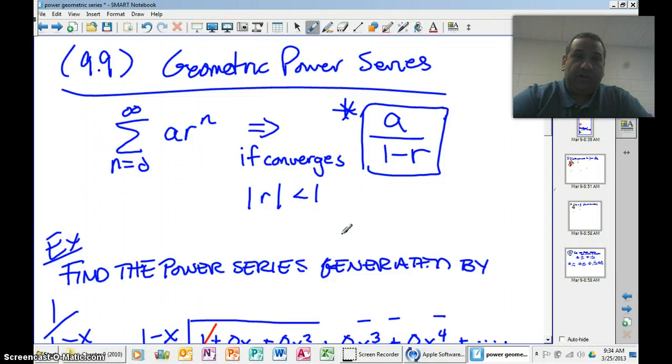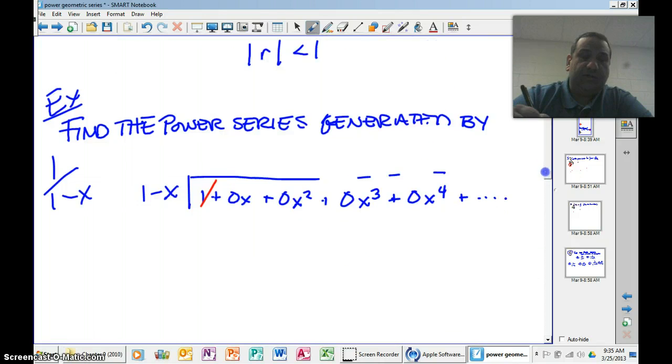All right, we're going to look at the geometric power series. If you look, the summation as n goes from 0 to infinity of a r to the n will converge if the absolute value of r is less than 1. You saw that last time. And our formula is a over 1 minus r.